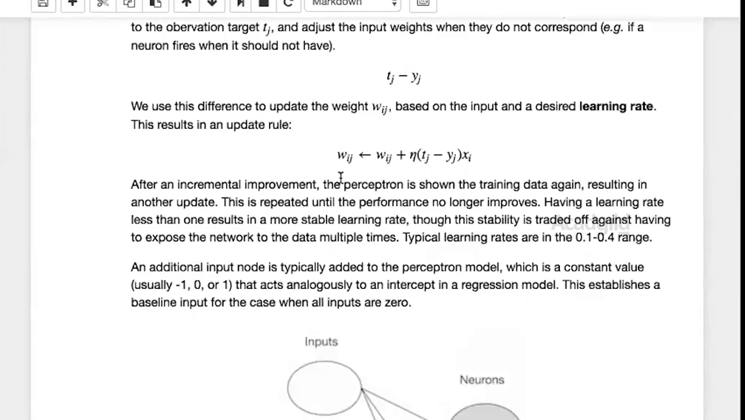Having a small learning rate, less than 1, results in more stable learning. Typical learning rates are in the 0.1 to 0.4 range. The stability is traded off against having to expose the network to data multiple times. So there are two concepts here. I think you might have also come across momentum. It might be useful to introduce that here. Learning rate is how fast you want your network to converge. Typically, in best practices, this is a heuristic. It's what people have tried many times, and this is how they've come across it.